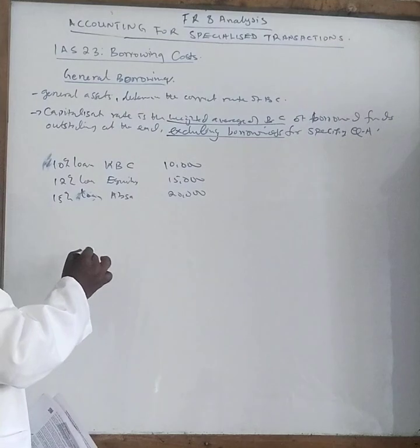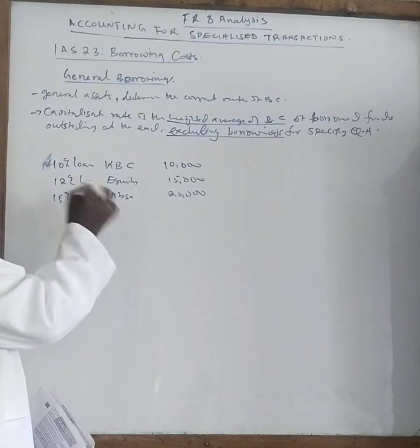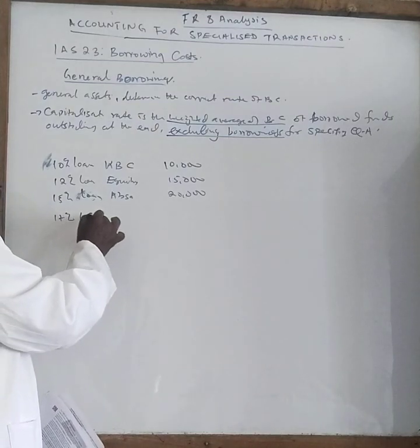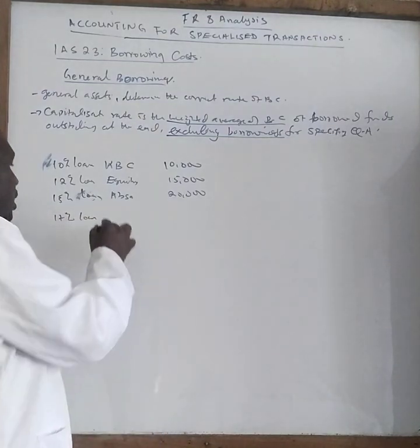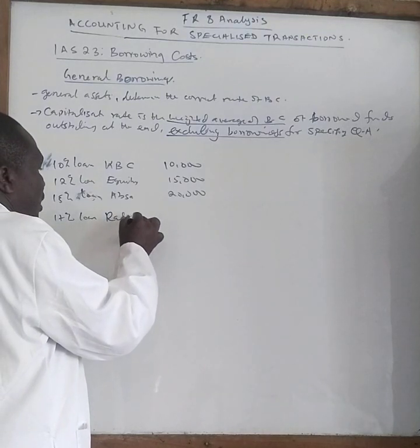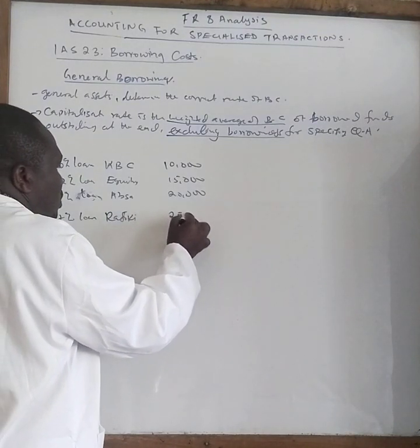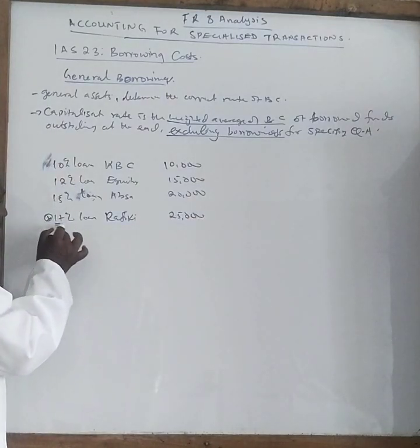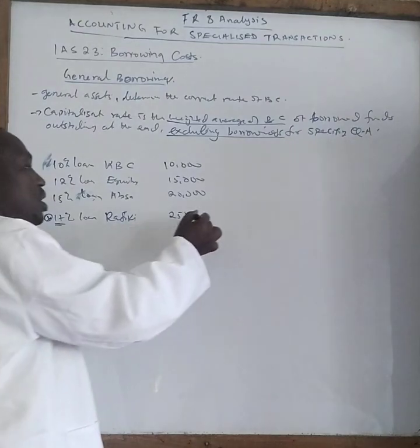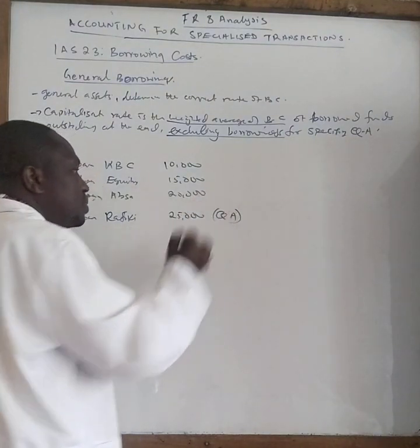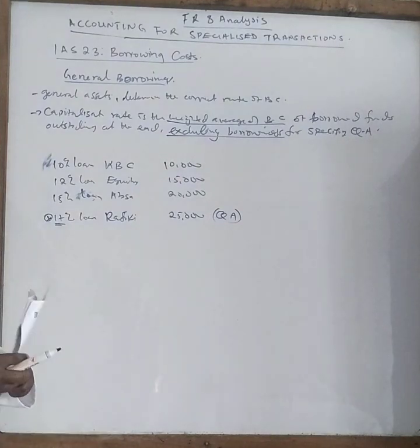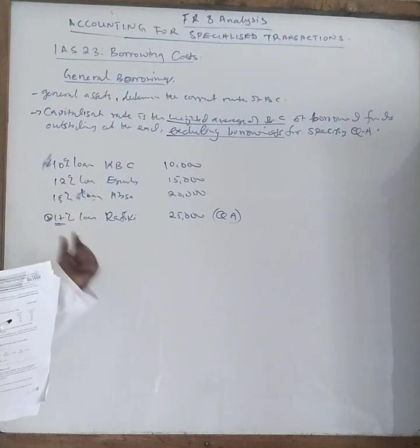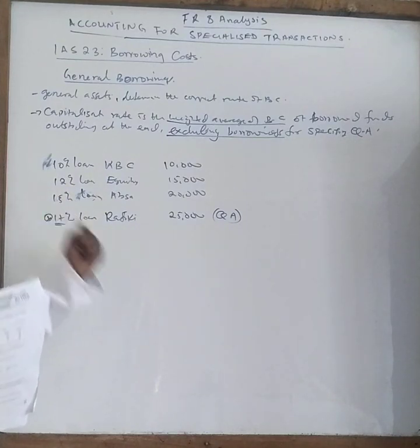Assuming now, let me continue with the same. Let me say 17% for a loan from which bank? Let's say Rafiki Bank. Maybe we got 25,000. Then we say this 17% loan from Rafiki Bank is purely for a qualifying asset. So if you want to determine the rate that will be used to determine the borrowing cost, you have been told you need to get the weighted average.